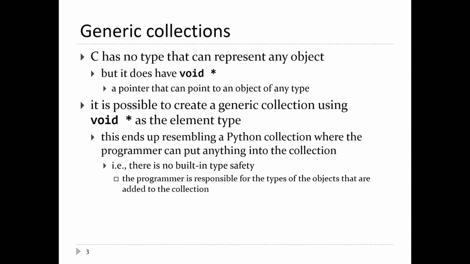So that's exactly like what happens in Python. Similarly to what happens in Python, there's no built-in type safety. If I make a list and I add an int, then a string, and then a double to the list, it's up to the programmer to remember they added an int, then a string, then a double into the list. There's no way for our data structure to remember what the precise types in the collection are. And so now there's a lot of responsibility shifted onto the programmer to make sure that they're using this collection correctly.